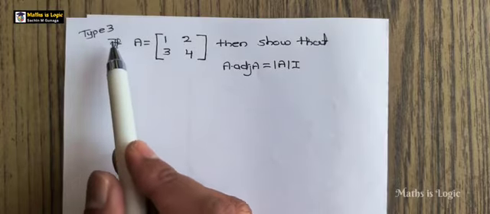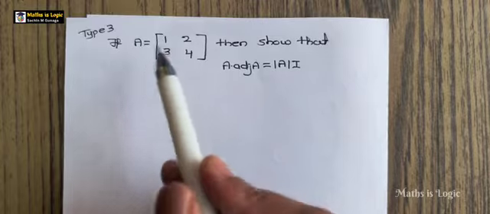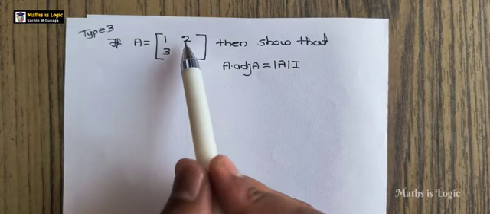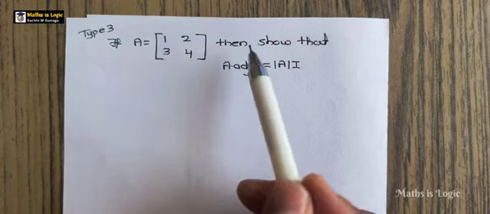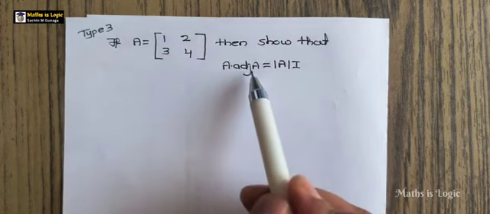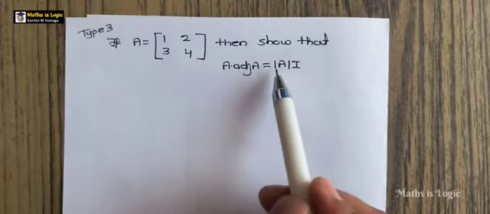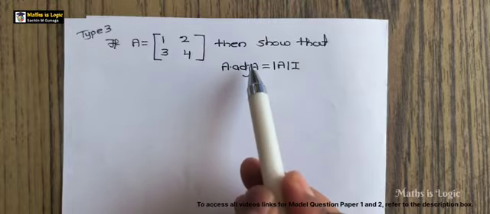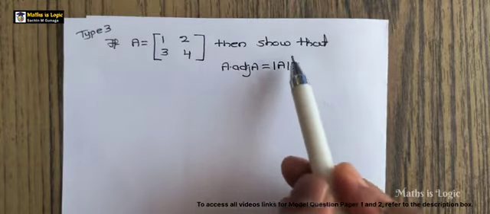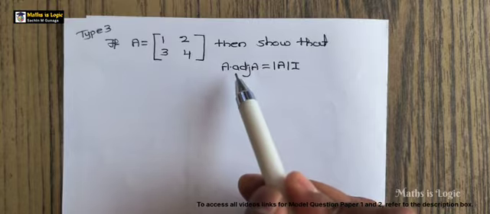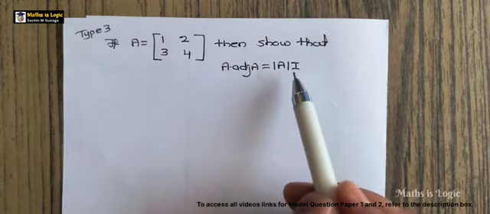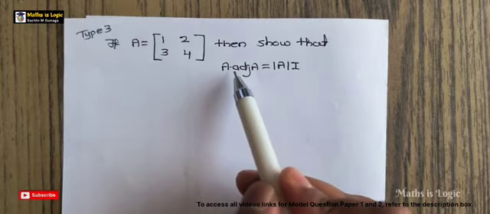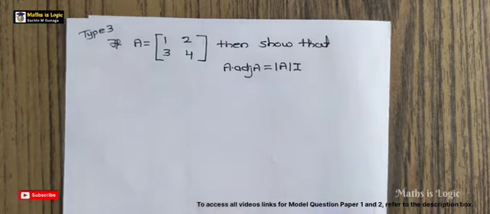Type number 3. In type 3, how will they ask the question? In adjoint of matrix, one matrix they will give, A is equals to 1, 2, 3, 4. Then you need to show A into adjoint of A is equals to determinant of A into I. Means in the left hand side first we need to solve, then the right hand side you solve. After that compare the left hand side value with the right hand side value. If both values are the same, then we need to write LHS is equals to RHS.